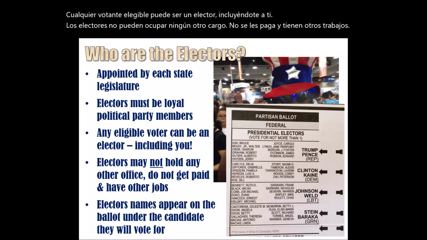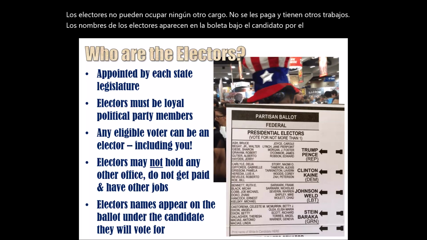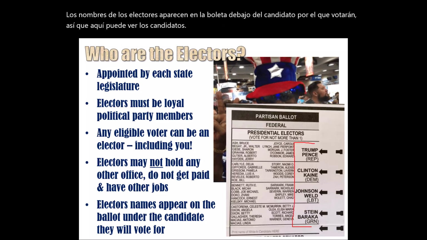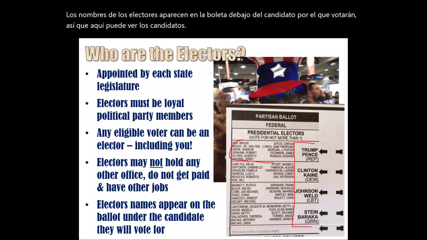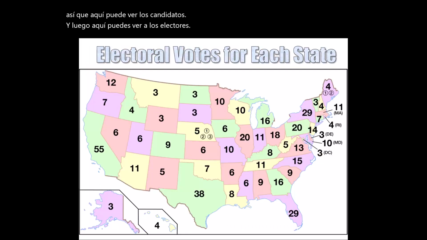Electors' names appear on the ballot under the candidate they will vote for. So here you can see the candidates. And then here you can see the electors. These are the amount of electoral votes for each state. So you can see Connecticut is here with 7, and you can see that DC is included with 3.